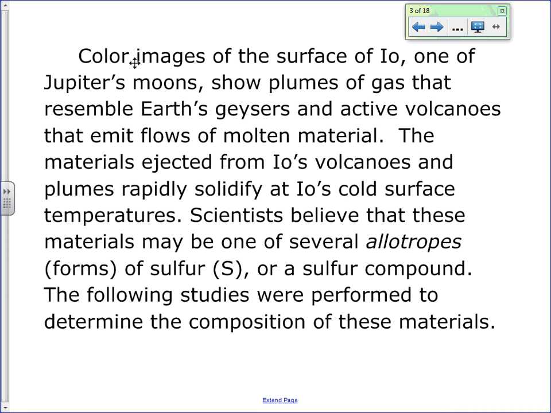Excellent. So let's take a look at anything that is circled or underlined from that reading. Did anybody have any words that jumped out at them that we should go over before we go on? Geysers. Nice. Any other words? Plumes. Excellent. Any other words? Molten. Definitely one that's a new word for us that we haven't read before. Allotropes. Good. Any other ones?